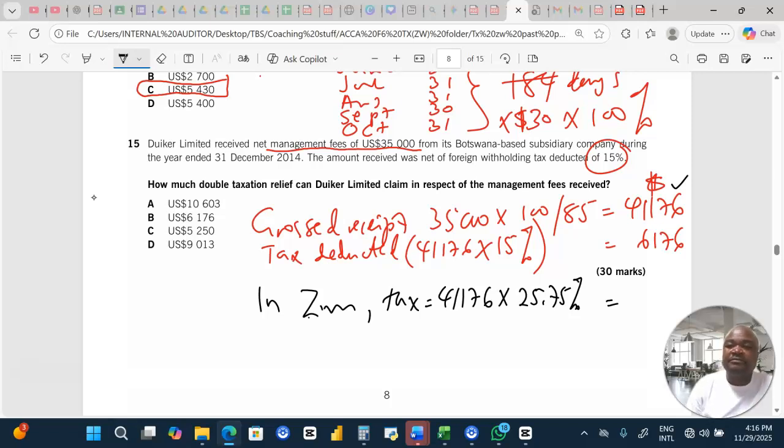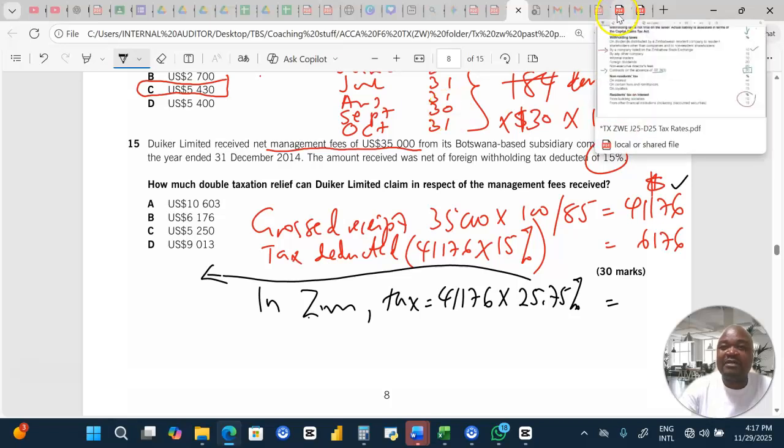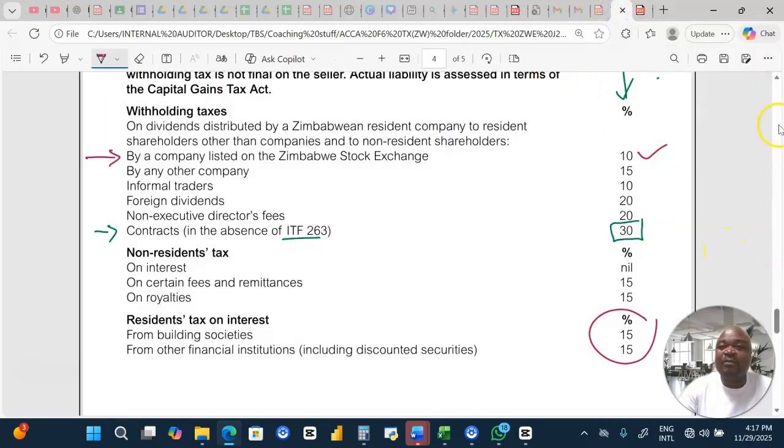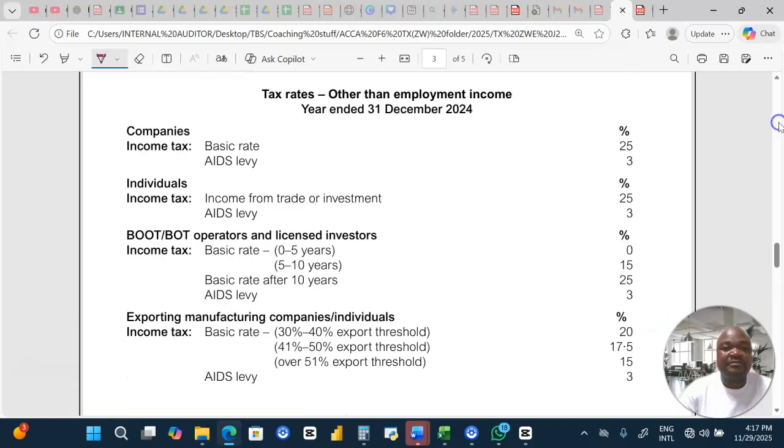Okay? That's the AIDS levy. I want you not to be confused about how I obtained the 25% from the tax rate. These are companies we are talking about, and corporates have a special rate for them. There's a special rate for business income, isn't it?